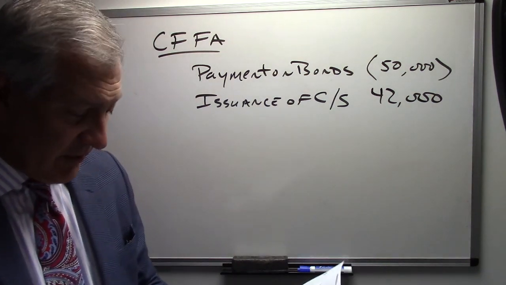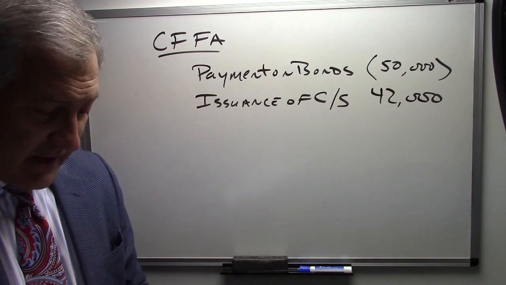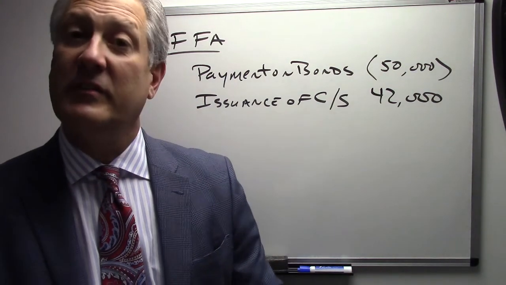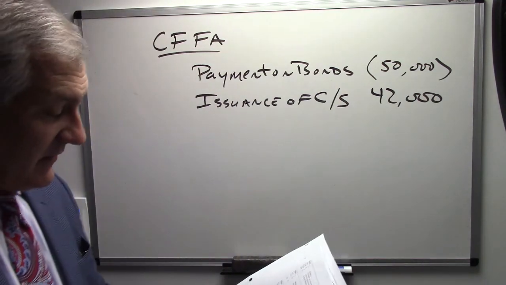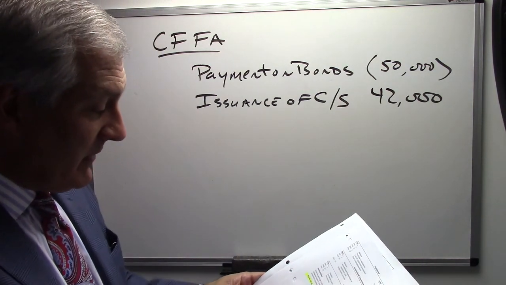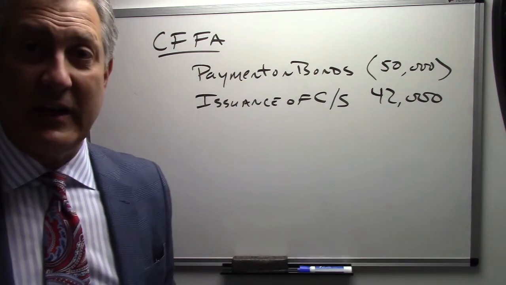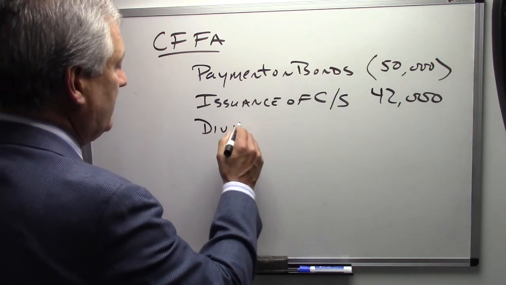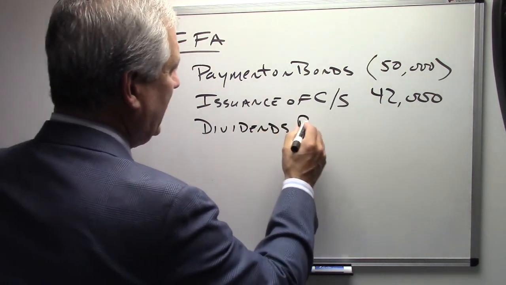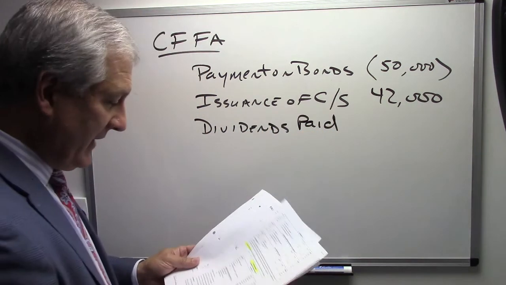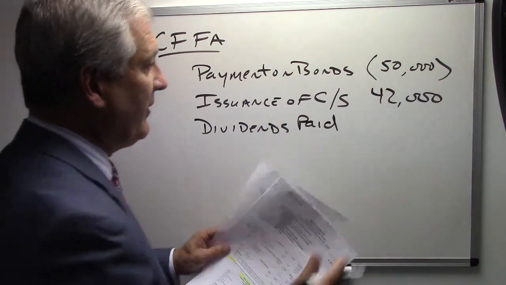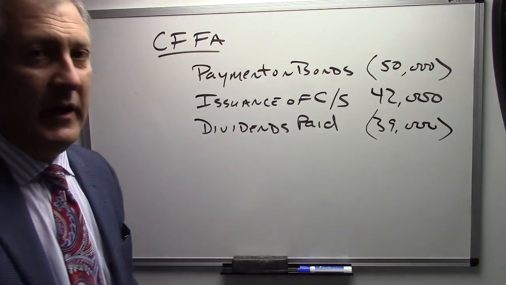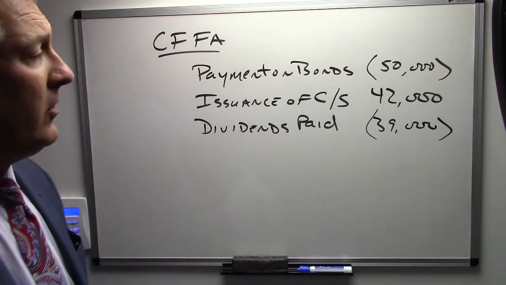Lastly, we have retained earnings. And what's going on in retained earnings? Well, what we're looking for specifically is dividends. But they tell us in the additional information, it says number 3, cash dividends of $39,000 were declared and paid. Paid. So dividends paid. It's an outflow of cash in the amount of $39,000. And we've accounted for the change in all balance sheet accounts.